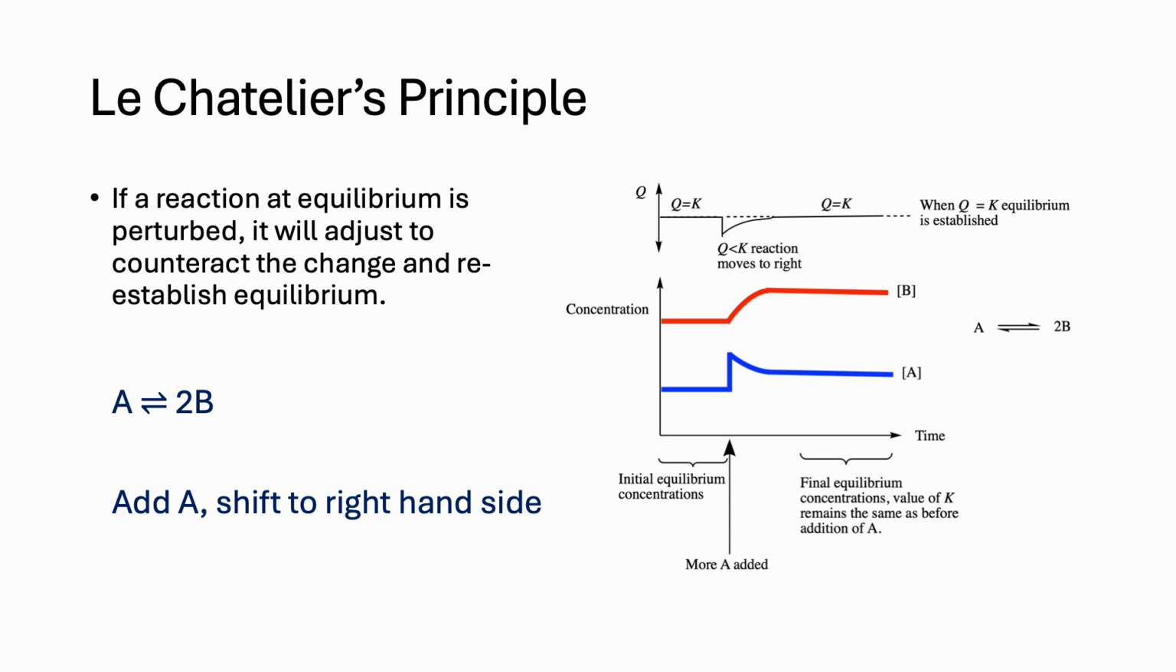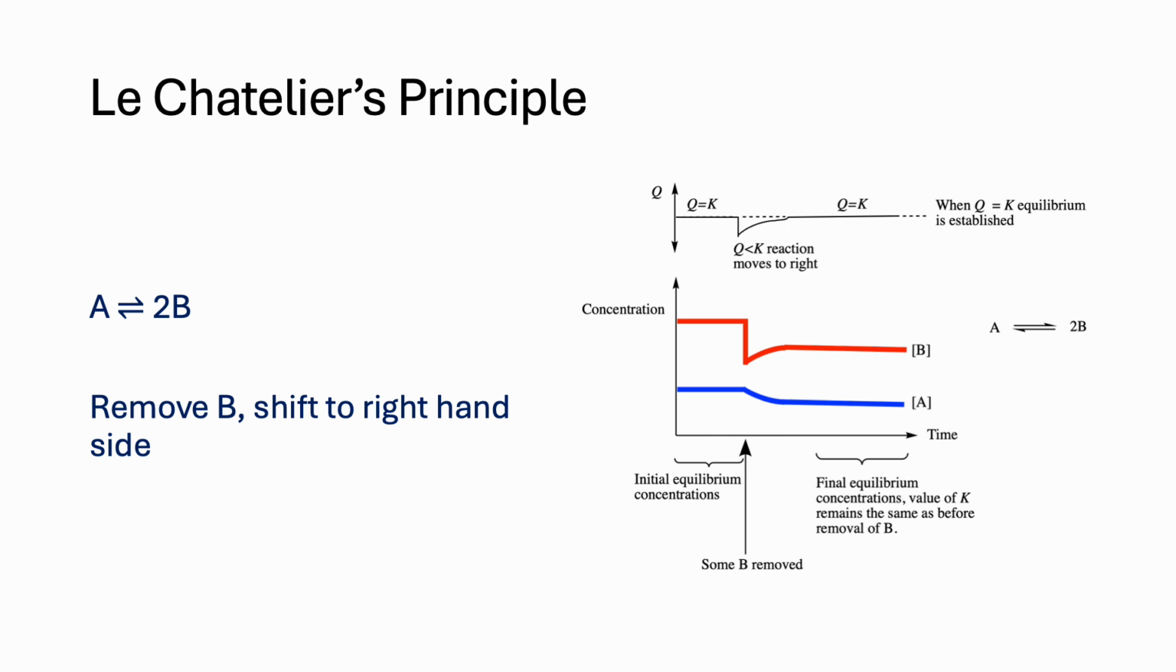Consequently, the concentration of B increases, and the value of Q increases towards that of K. After a time, equilibrium is re-established, and while the concentrations of both A and B are greater than the initial situation, the value of K is identical.